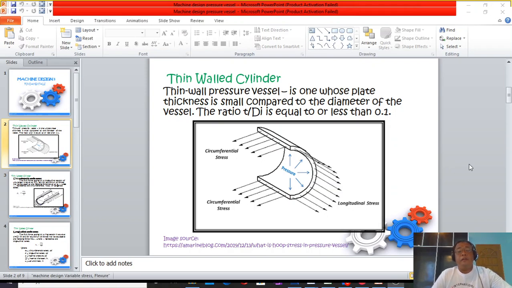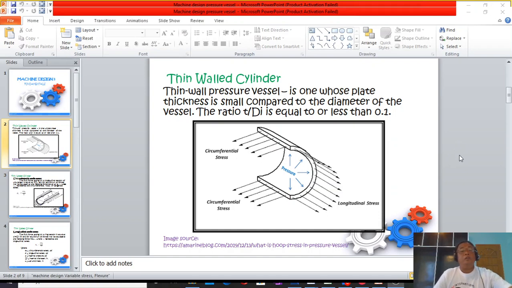Okay, so as previously asked, what is a thin wall? There is a condition for this, class. A thin wall cylinder or pressure vessel is one whose plate thickness is small compared to the diameter of the vessel. So the ratio of the thickness to the inside diameter is equal to or less than 0.1. Take note of the thickness and the inside diameter.